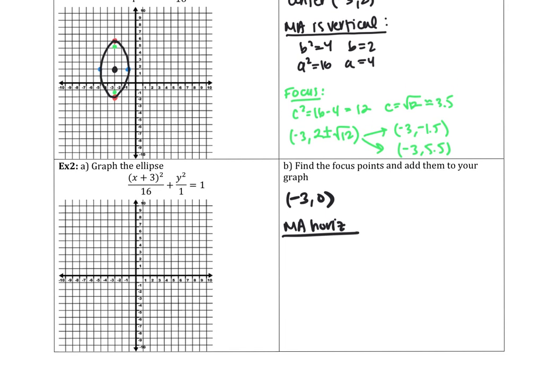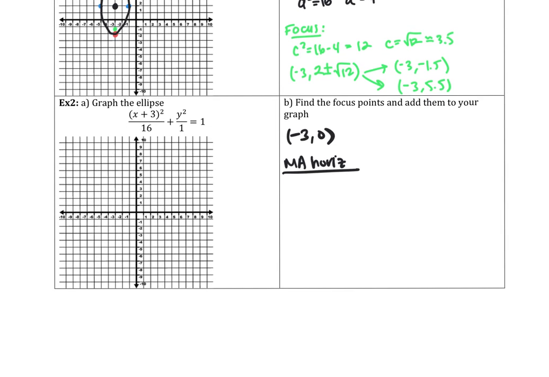Okay, let's go ahead and find out what a and b are. A squared is equal to 16, therefore a is equal to 4, and b squared is equal to 1, so b is also 1. So let's start out by plotting the center at -3, 0. And I'm going to run the major axis horizontally. So I'm going to move 4 units, 1, 2, 3, 4. There's the major axis. And the minor axis, I'm going to move up 1 in either direction.